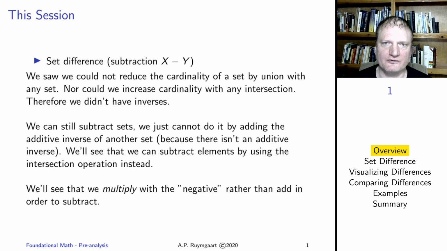We saw we couldn't reduce the cardinality of any set with a union of anything. The union operation could not have the effect of reducing the number of elements or the cardinality of a set. We can, however, do that with the intersection. So we'll see that although we cannot add an additive inverse to subtract elements from a set, we can multiply with the complement, or the negative, in order to subtract elements from that set. And we'll see that in the next few slides.